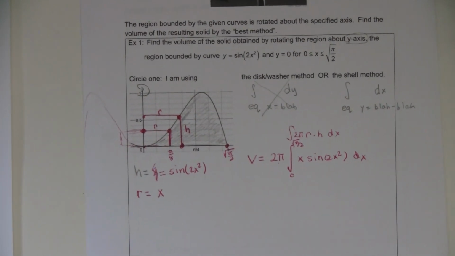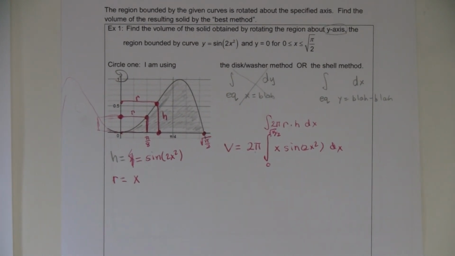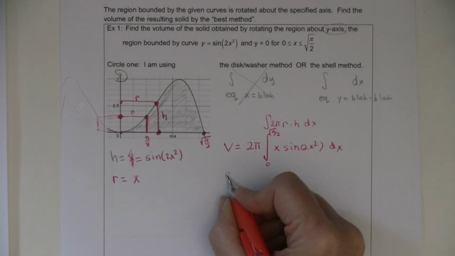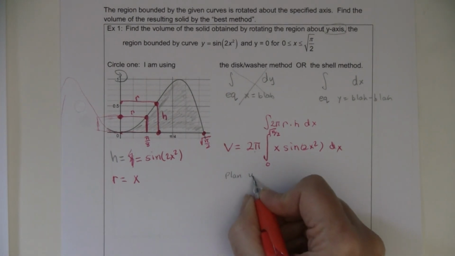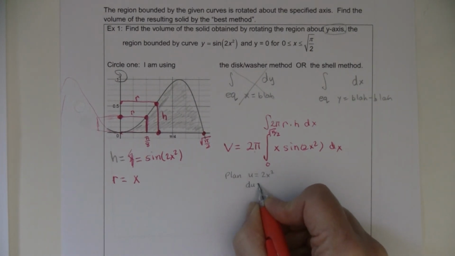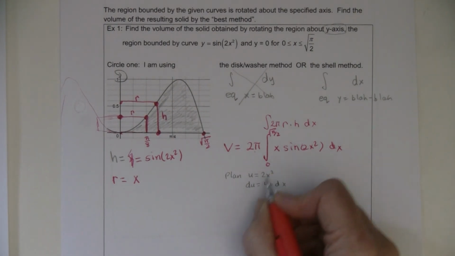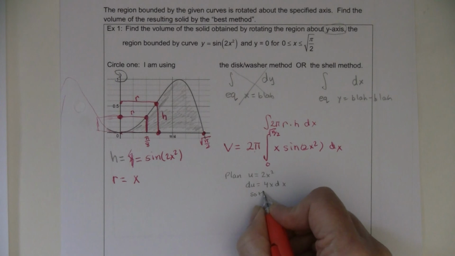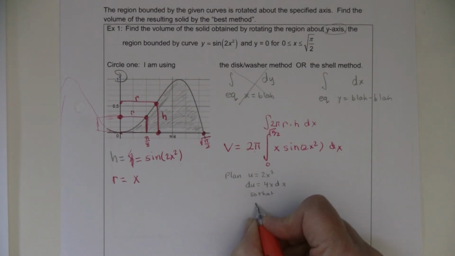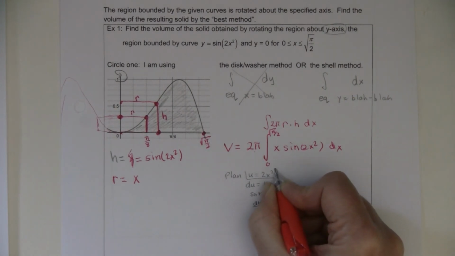And so we can solve this by a u substitution to find the antiderivative. What we want to let u be, so this is my plan, I want to let u equal 2x squared. Then du will equal 4x dx. And that'll gobble up that x right there. So du over 4x equals dx. So these are the things I'm going to plug in.